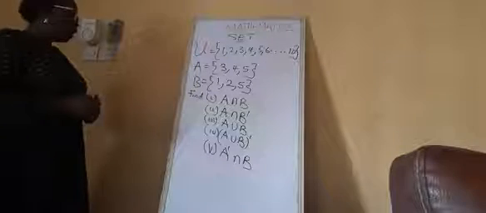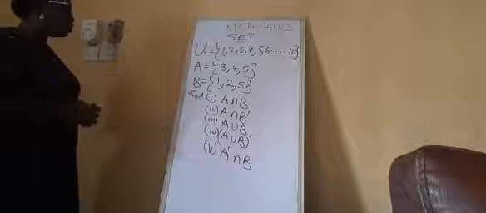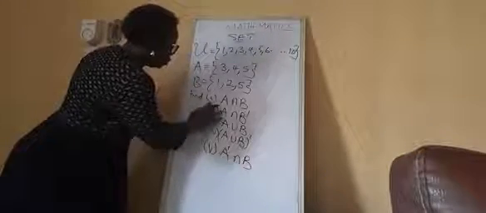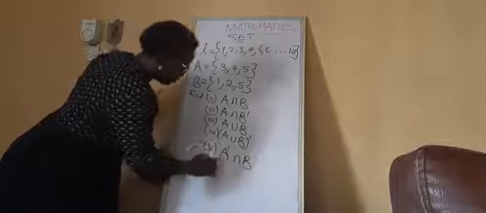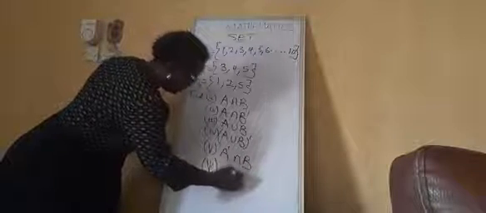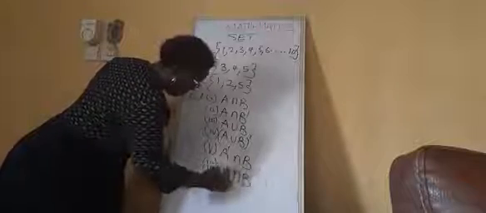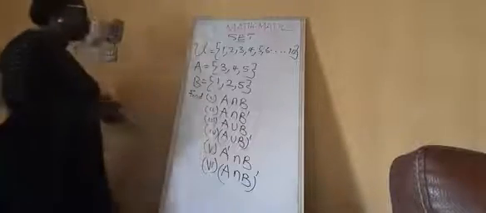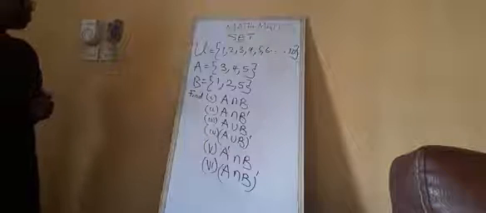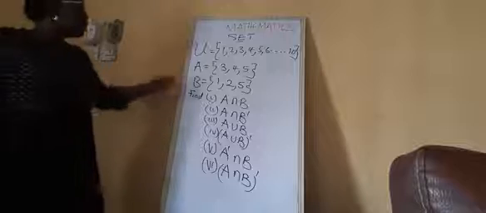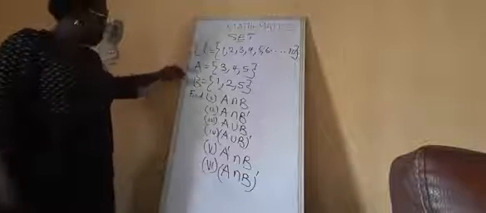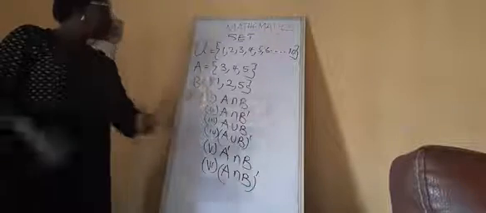Okay, now let's see how we want to find this. Then the fourth one, the fifth one now, 6. So it will be A intersection B, then prime. Look at the question very well. You want to find A intersection B.